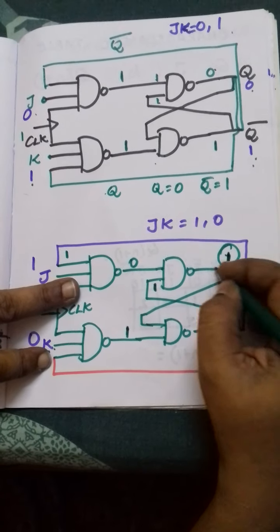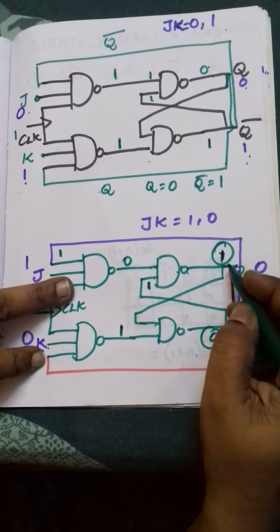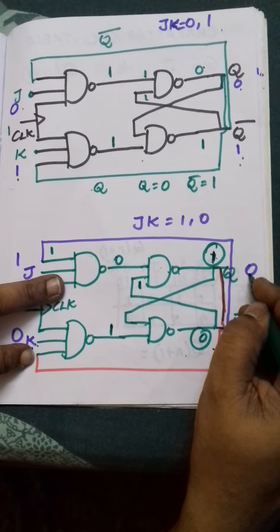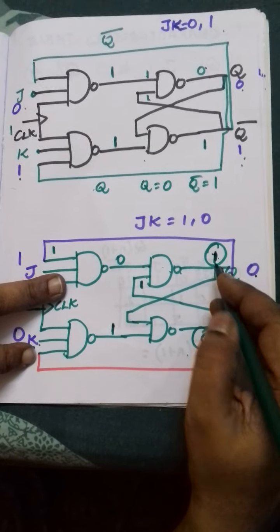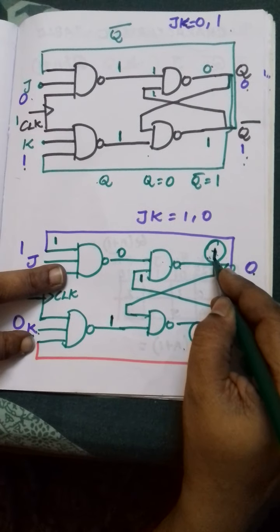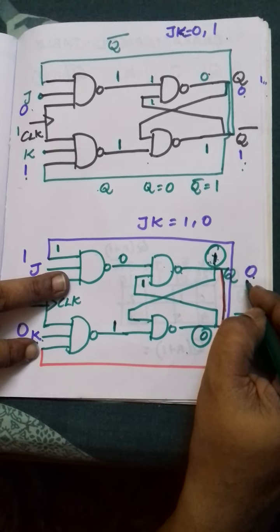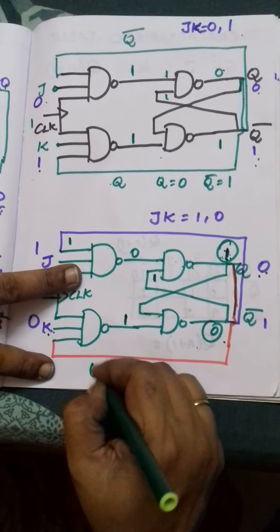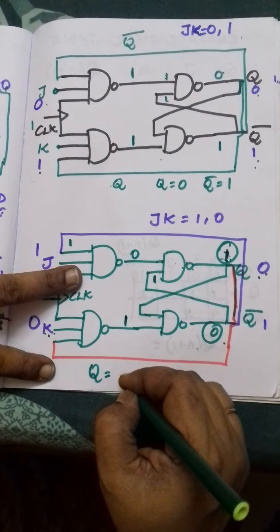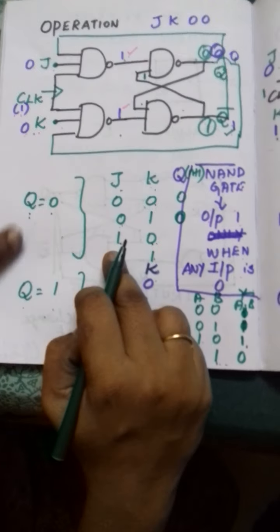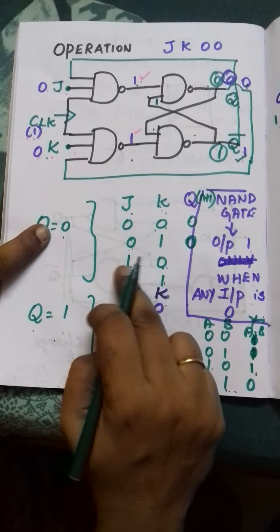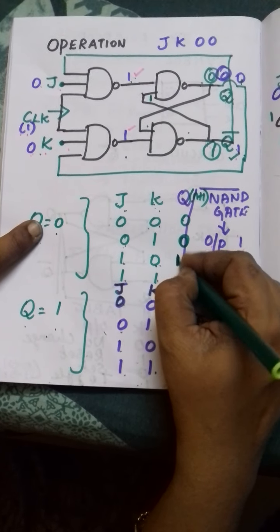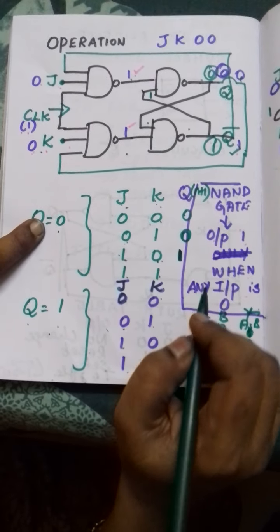So first check with the first gate and then check with the second. So 1 and 0. The previous output was 0, but now the next output has become 1. So what did you understand? After the operation, Q is equal to 1. Now again come back over here. When Q is 0 and J is 1 and K is 0, the output is 1. So when J is 1, it is in set state.